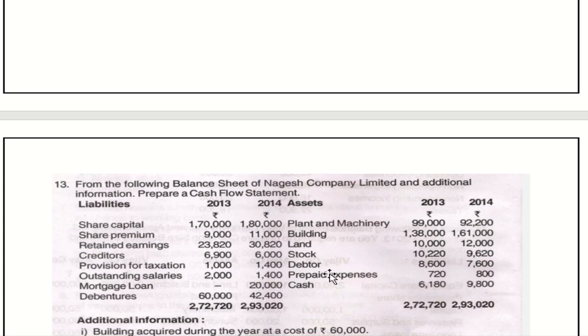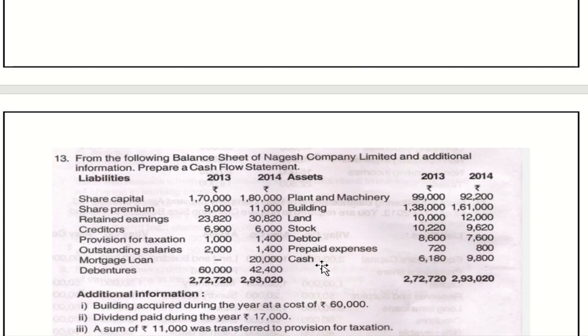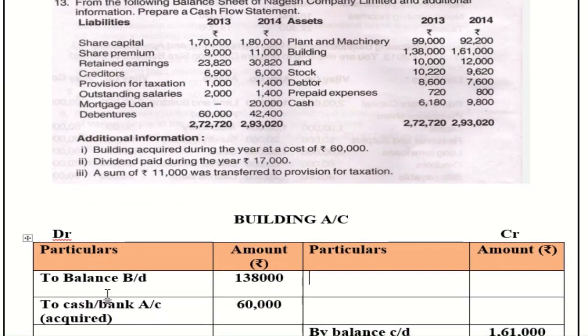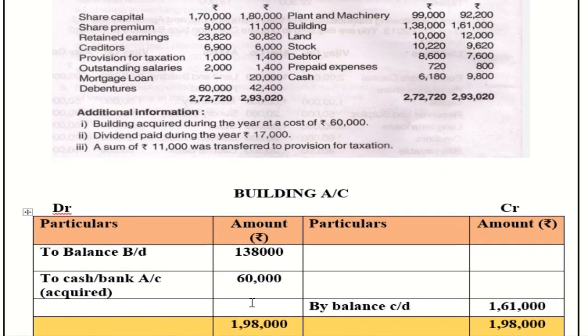So let us see now. Let us first prepare a building account. See, in case of assets, you start with the opening balance, that is on the debit side, To balance brought down. So you will start with the building account, To balance brought down 1,38,000, and By balance carried down 1,61,000.